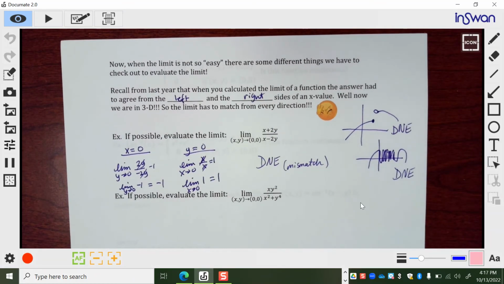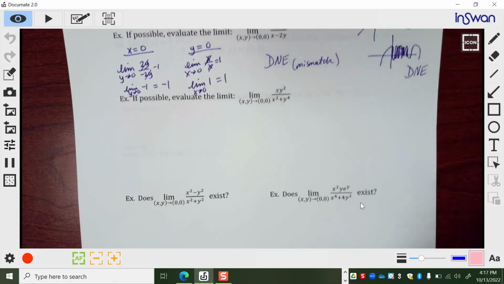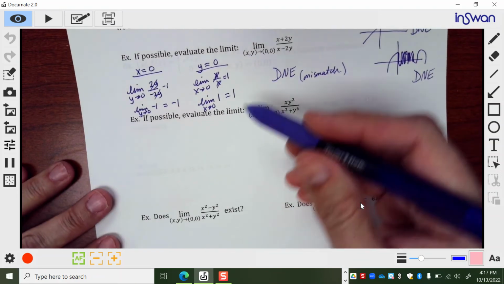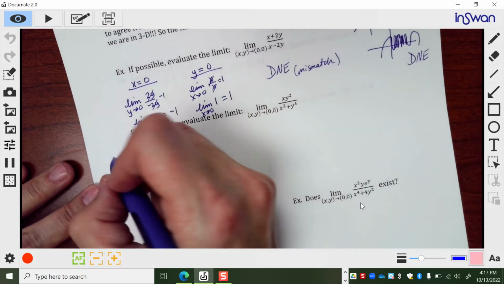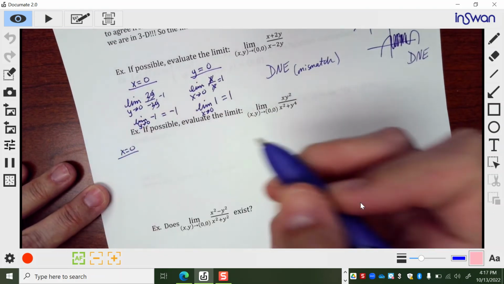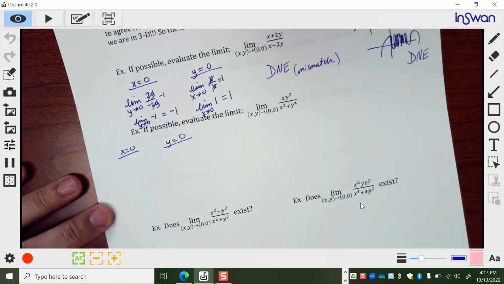All right, so let's see if we can get one more done right here. So let's do this one. And usually a lot of these problems, they don't exist, let me tell you that. So let's try this one. X equals 0 and y equals 0. Those are my first 2 easy ones.